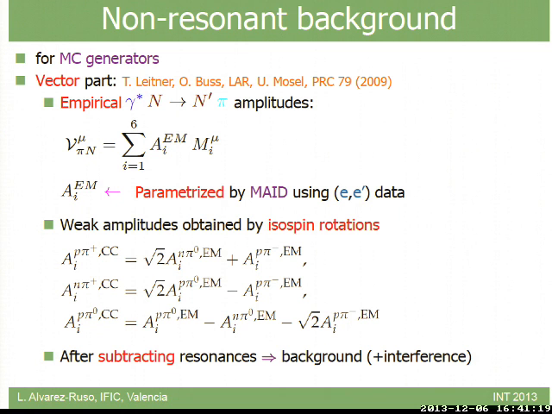So the idea would be that after subtracting the resonant contribution, whatever is left is treated as some effective background that would account for the real background and also the interference. So it could actually happen that this background is negative because there is some destructive interference. Of course, such a suggestion would be specific for the pion channel. Again, only for the vector part of the amplitude, and only for the pion channel.